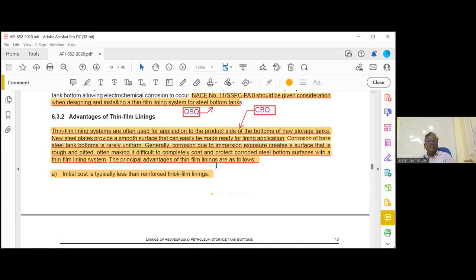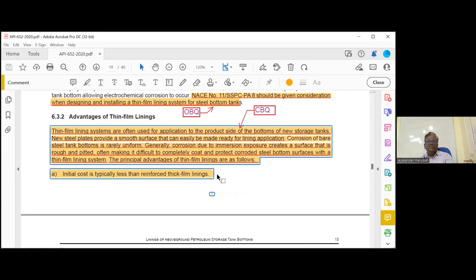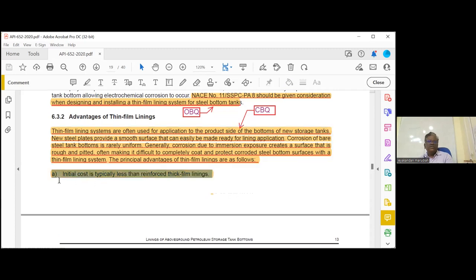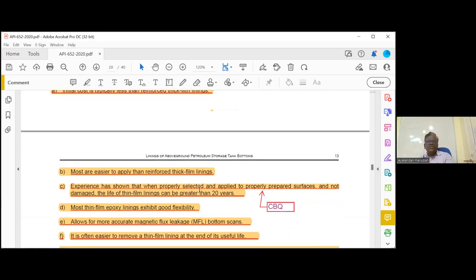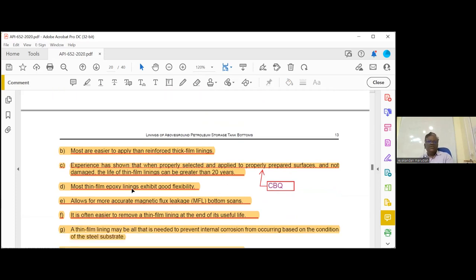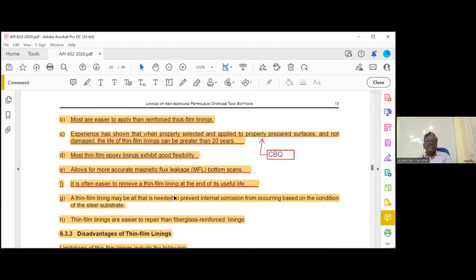Then the advantages of thin film. Initial cost is typically less than the reinforced thick film. So cost is low. Then easier to apply. Has shown that, when applied properly, this is a closed book question, it can last more than 20 years. Thin film lining will last up to 20 years. Thin film epoxies have good flexibility and more accurate MFL. So you can do MFL because of the low thickness. Easier to remove. We can just peel it off.